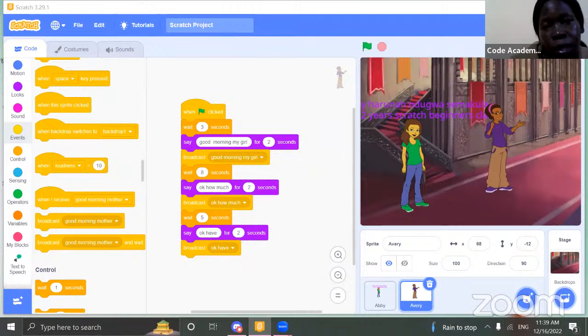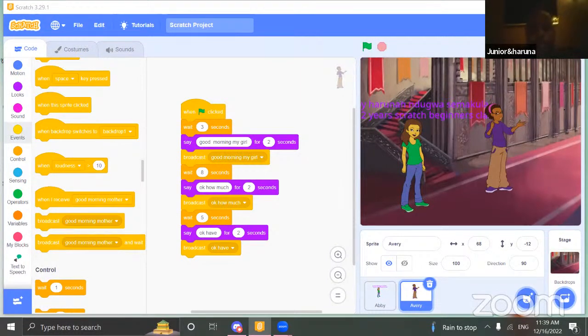Haruna, please unmute and tell us what your project was all about and which activity. My project is about medicine, and Abby wanted to buy medicine for the needy who are sick. Then she asked her mother to give her money. Then the mother gave her money. Okay, so that's it for Haruna.